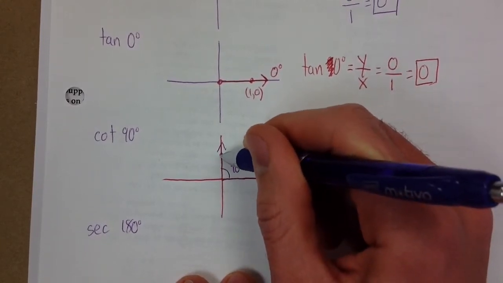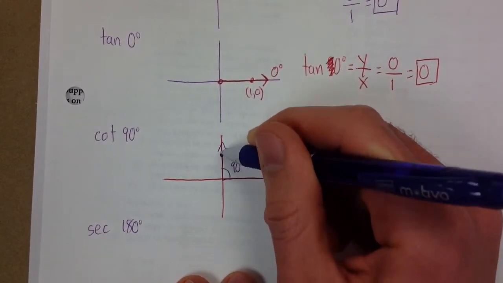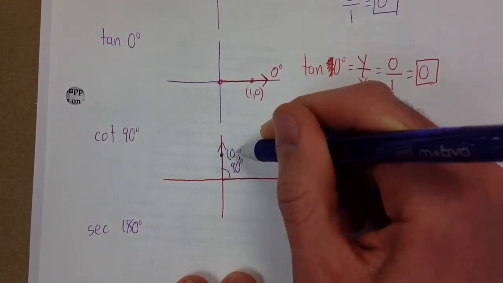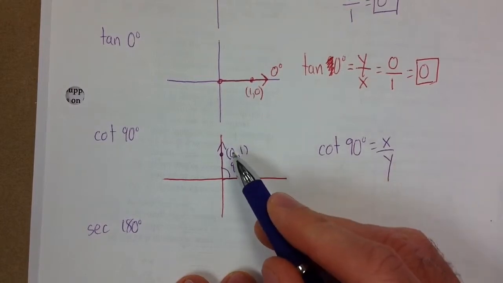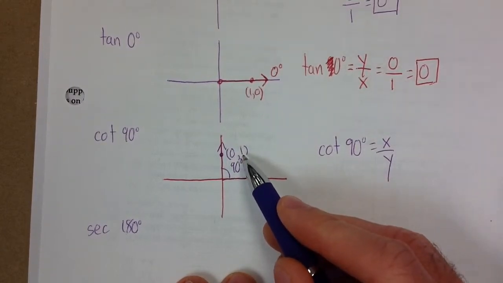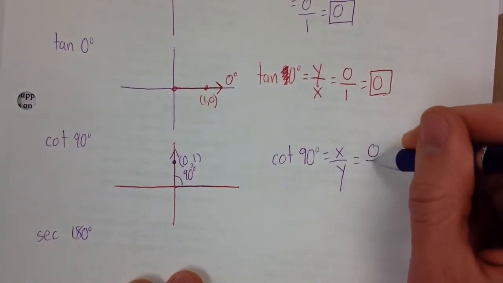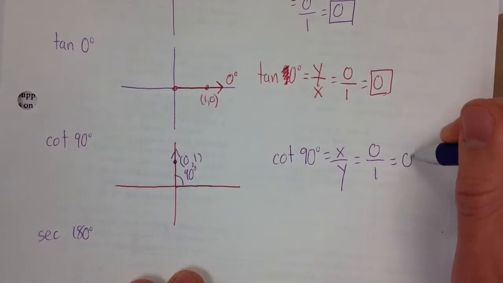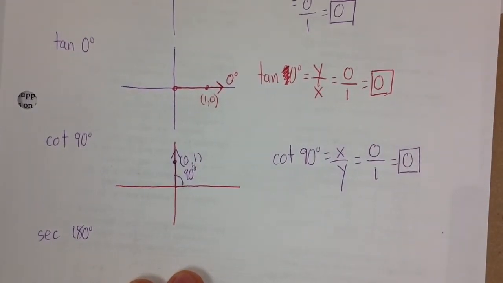You need to find the coordinates of a point on that terminal side, on that ray. So I would suggest 0, 1. Okay? Then you just do the x coordinate divided by the y coordinate. Because cotan is x over y. So 0 over 1, which is just 0. Okay. Any questions there?